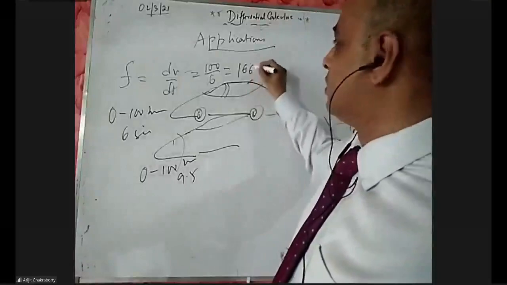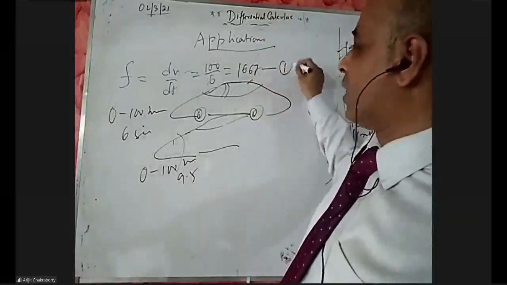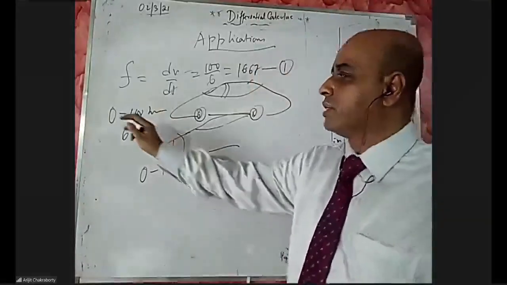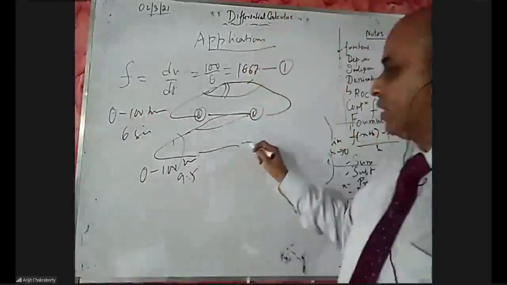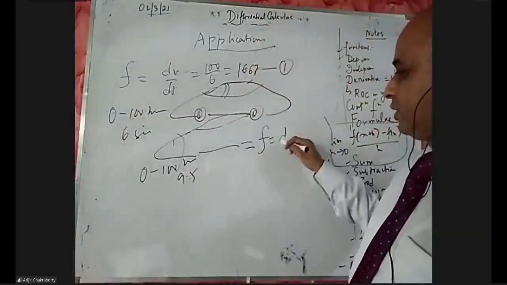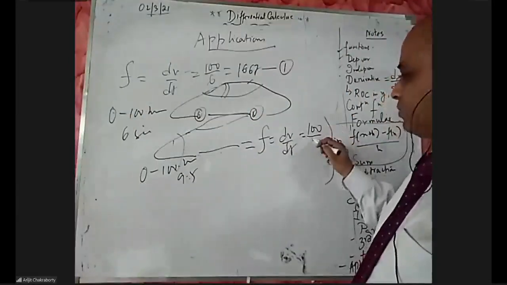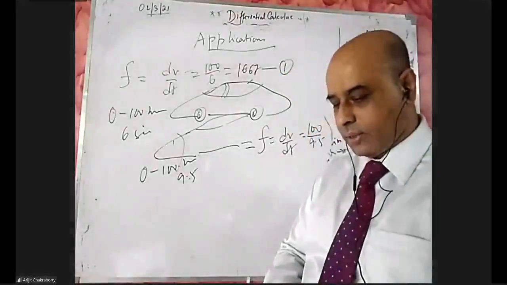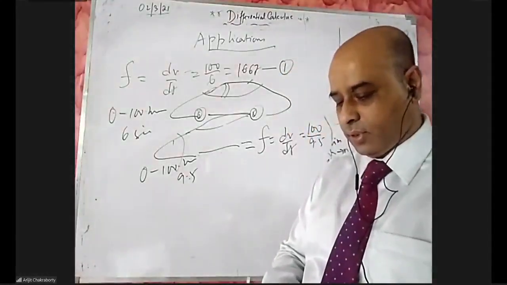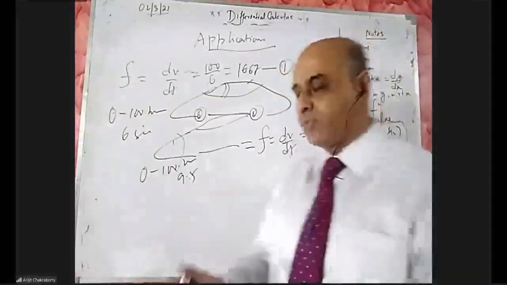16.67. This is car number 1. Car number 2 is saying 0 to 100 kilometers we will cover in 9.5 seconds. So here acceleration is dv by dt, which is 100 divided by 9.5. So how much does it give you? 100 divided by 9.5. That gives you 10.52.